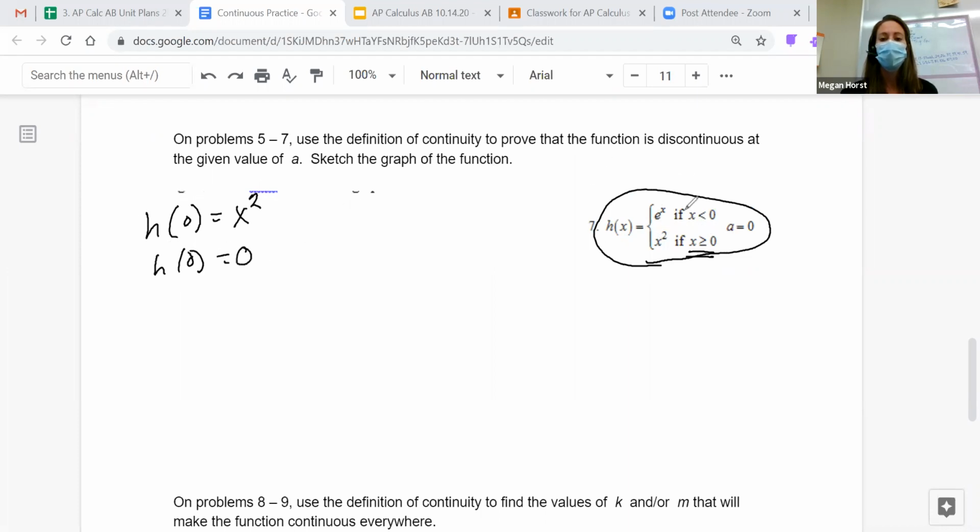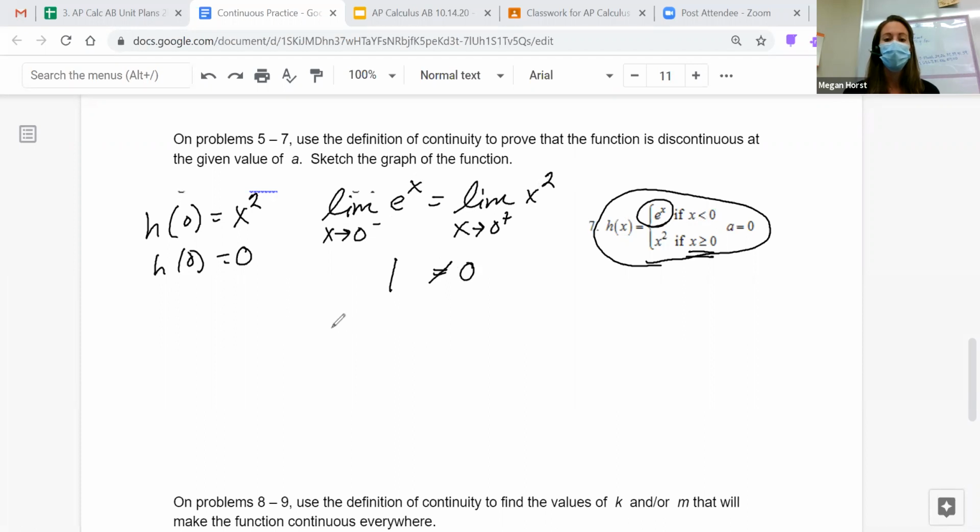Now I'm going to see if this limit exists. So I need to look at the limit as x approaches 0 from the left, which is this function, e to the x. For this limit to exist, it must equal the limit from the right, which is x squared. So e to the 0 power, anything to the 0 power is 1. 0 squared is 0. Those two do not equal each other. The limit does not exist, and that is why this function is not a continuous function.